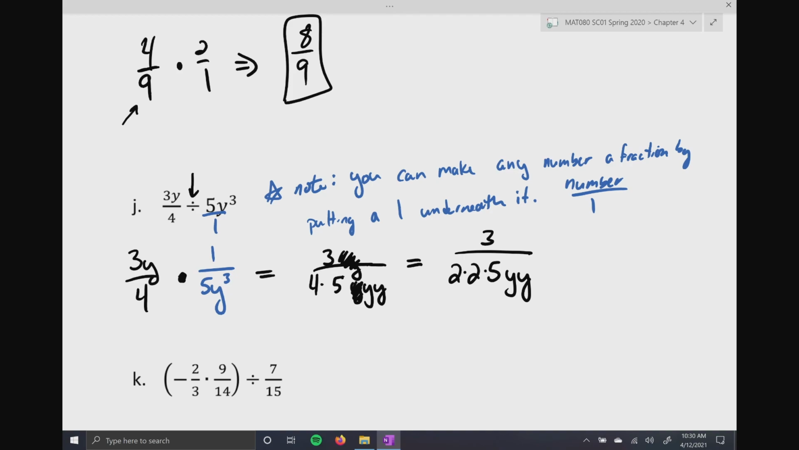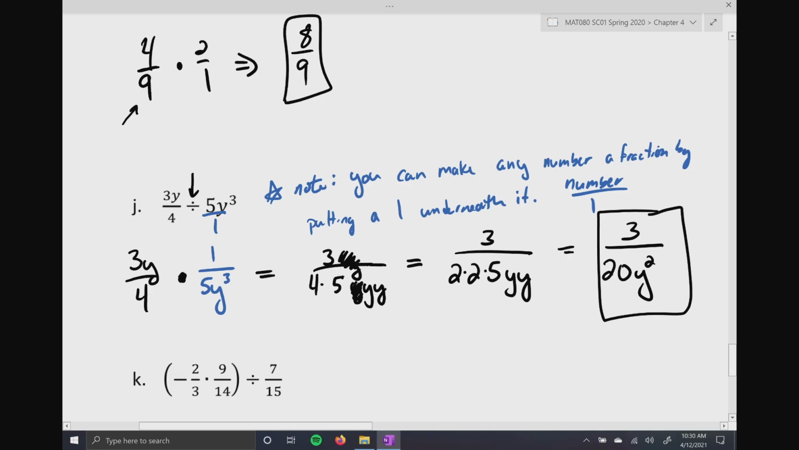Does anything else simplify? Yes or no? I agree with Leah. No. So, your numerator is a 3. Your denominator, you're going to have to multiply. 2 times 2 is 4. 4 times 5 is 20. And you have 2 y's. So write y to the second. Does that make sense, everyone? Good, good.